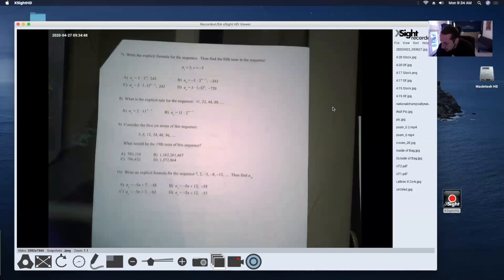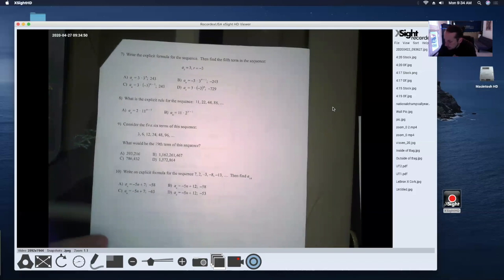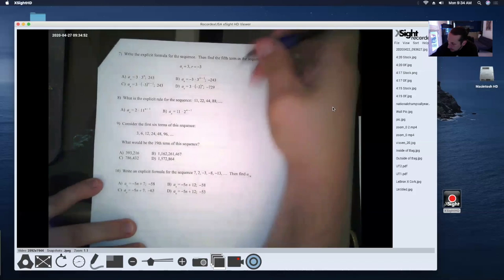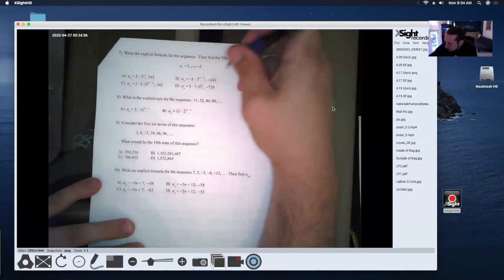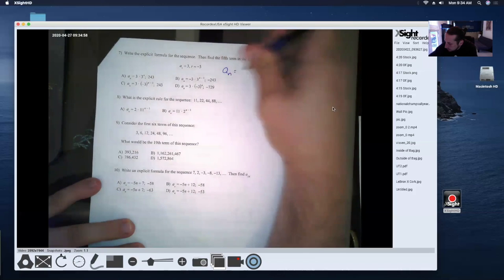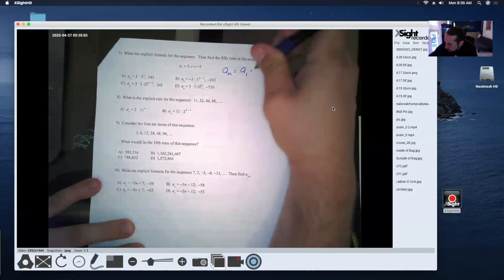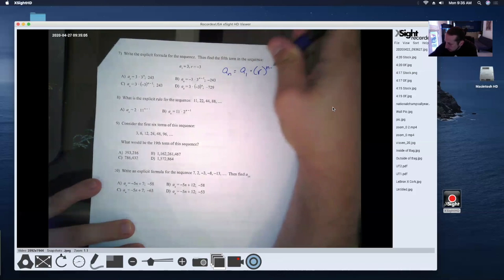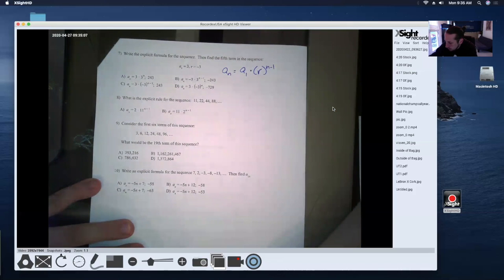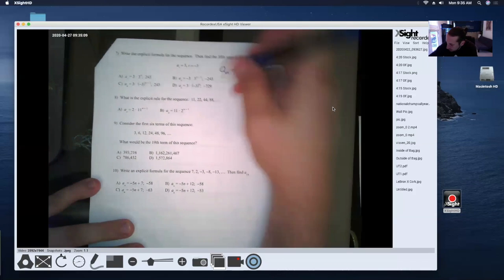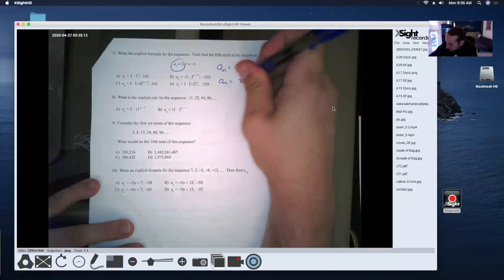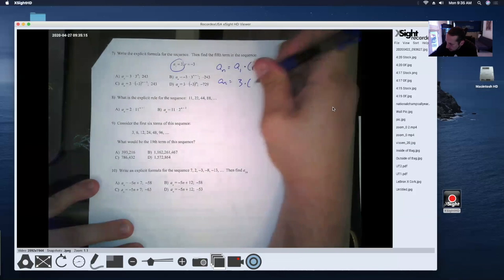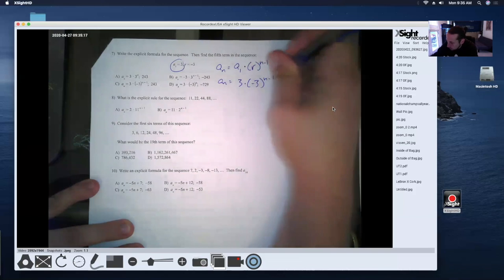So number 7, write the explicit formula for the sequence. So remember, our formula is, so it's R, so it's geometric. So you have a_n equals a_1 times r^(n-1). All right, so if we're going to rewrite this, a_1, they tell us, is 3. So I got 3 times r is -3, and then n minus 1.